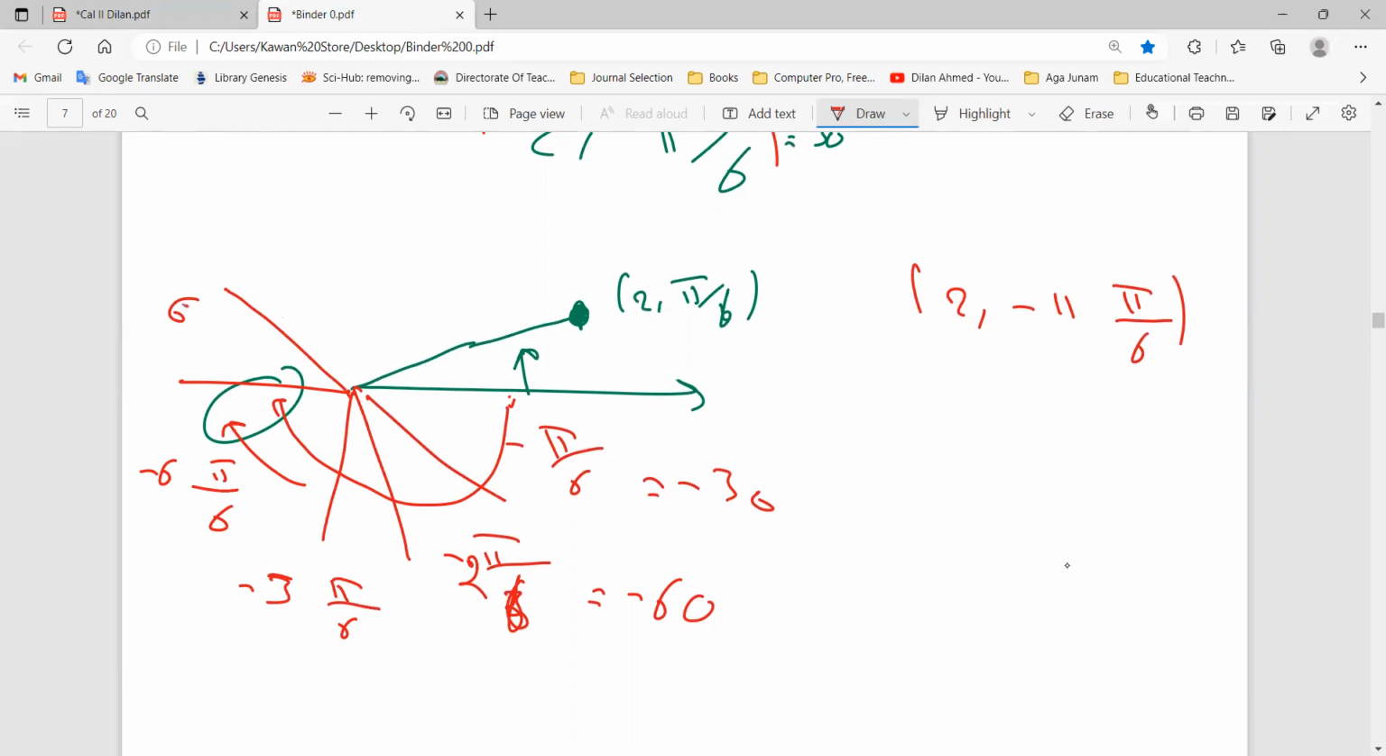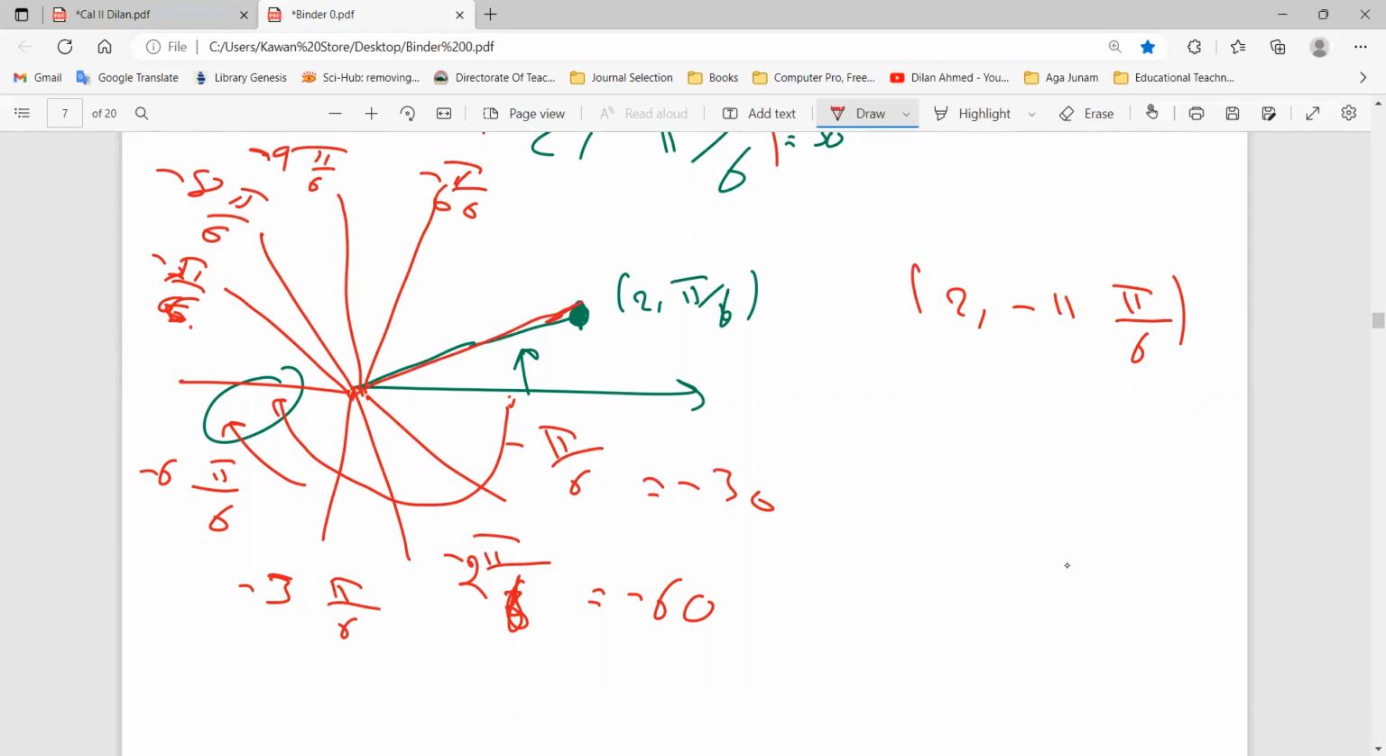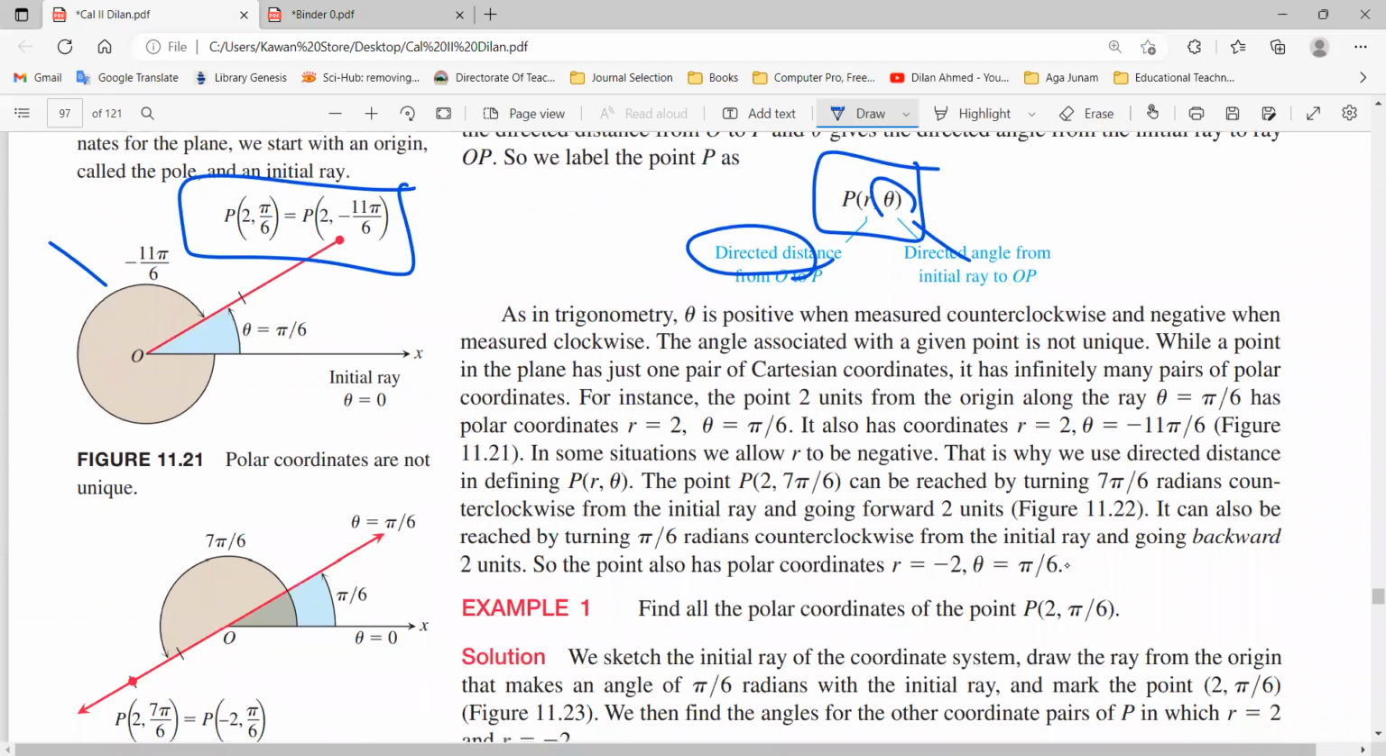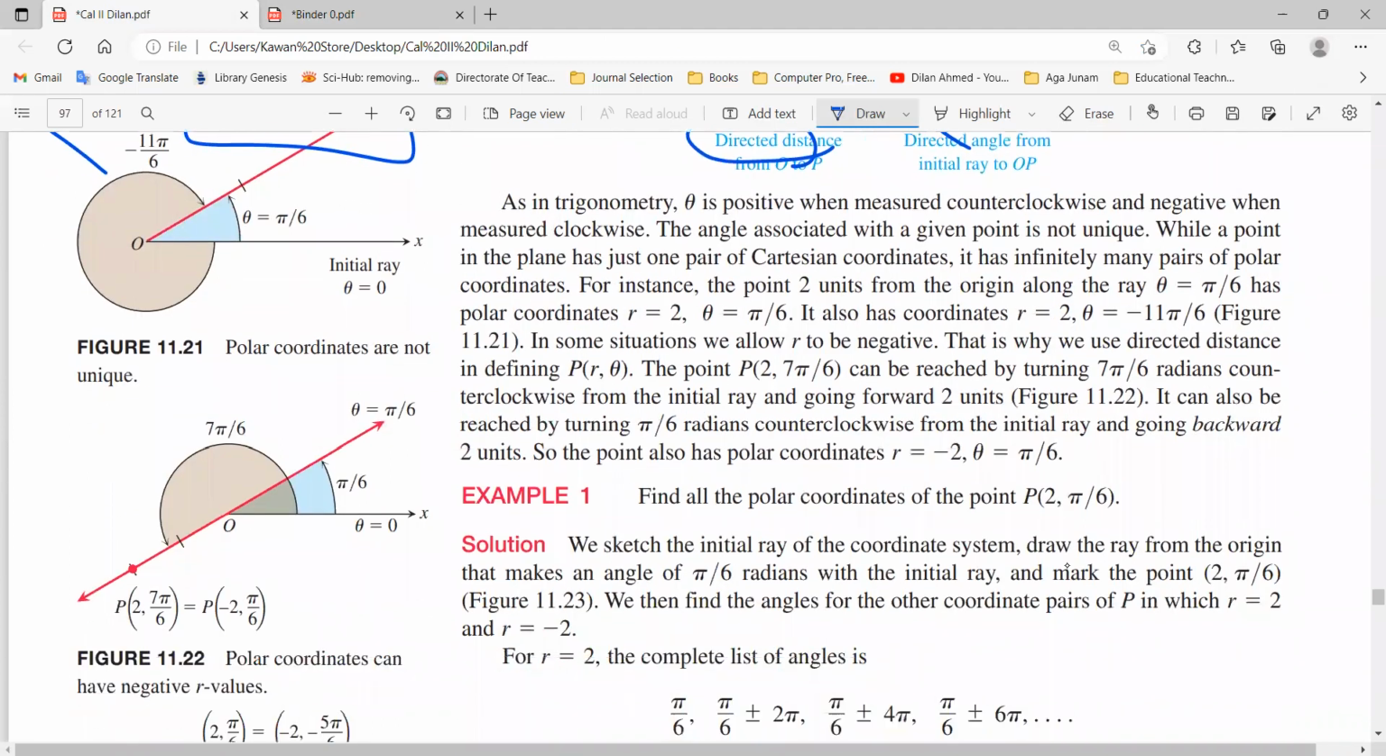7 pi over 6, 8 pi over 6, 9 pi over 6, 10 pi over 6, 11 pi over 6. You got it? So after pi over 6, 11 pi over 6, I got what? I got the same location. That's about the first example and figure. It tells you generally that the points are not unique.